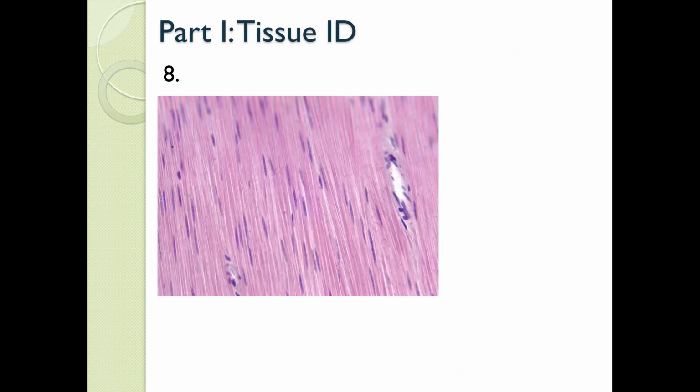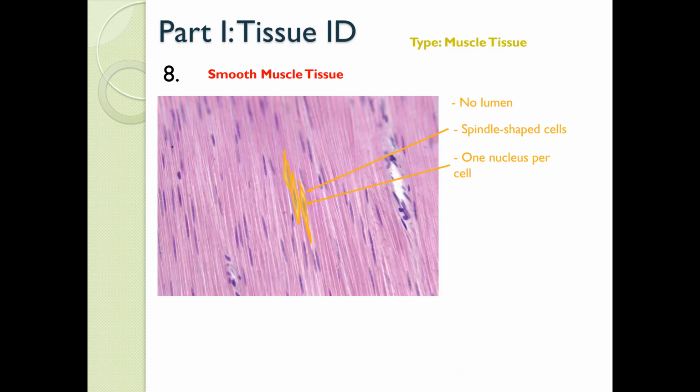Image number 8. I want you to contrast this with the previous image because this is one that students normally mix up. This is smooth muscle tissue. So this is a type of muscle tissue. So there is no lumen. That eliminates the epithelial cells. It's a little hard to see in this one because the cells are kind of packed tightly together. But they are spindle-shaped cells, and I outlined the outside of 3 of them so you could see that. And once you can see the individual cells, you can see that there's 1 nucleus per cell.